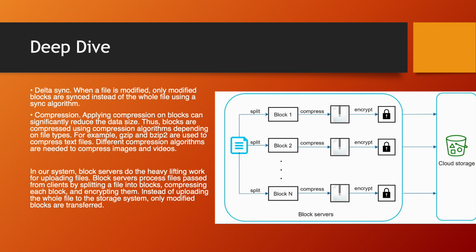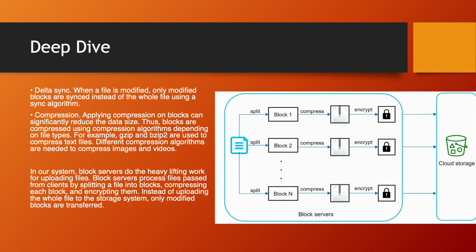Now, for large files which are updated regularly, sending the whole file on each update consumes a lot of bandwidth. So two optimizations are proposed to minimize the amount of network traffic being transmitted. One is delta sync. When a file is modified, only modified blocks are synced instead of the whole file using sync algorithm. Compression. Applying compression on blocks can significantly reduce data size. So blocks are compressed using compression algorithm depending on the file types.